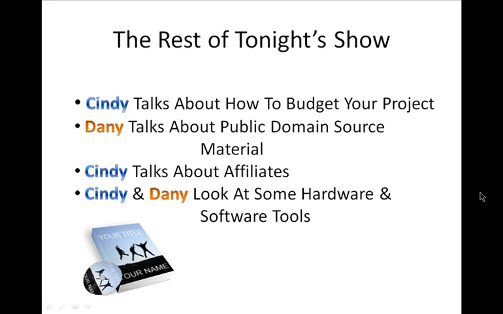So that's what we're going to cover tonight. Cindy is going to talk next about how to budget your project, and she's going to go into the details of how that budget will help shape your product. I'll come back and talk a little bit about the public domain as a great way to find source material and how you can use that to build on things that you might not be able to do yourself. And then Cindy's going to talk about affiliates and how affiliates might be the perfect sales force to get your book out beyond the market that you're already part of.